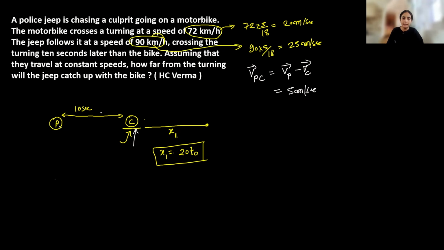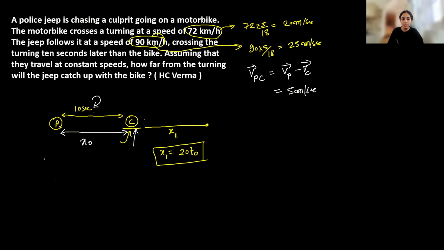We know the speed, but we don't have this distance, this separation. If we know this separation, we can easily calculate t naught. So how can we know this separation with this information? The police is able to cross this turning 10 seconds after the culprit crosses this turning, right? So 10 seconds later, what does that mean? In 10 seconds, whatever distance the police has covered will be equal to this distance.